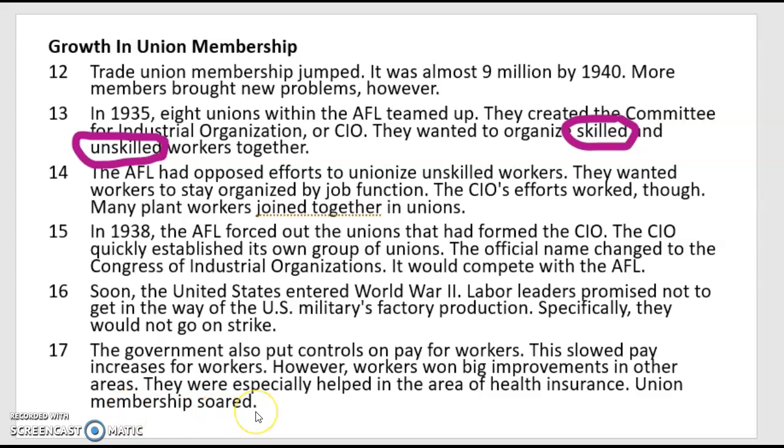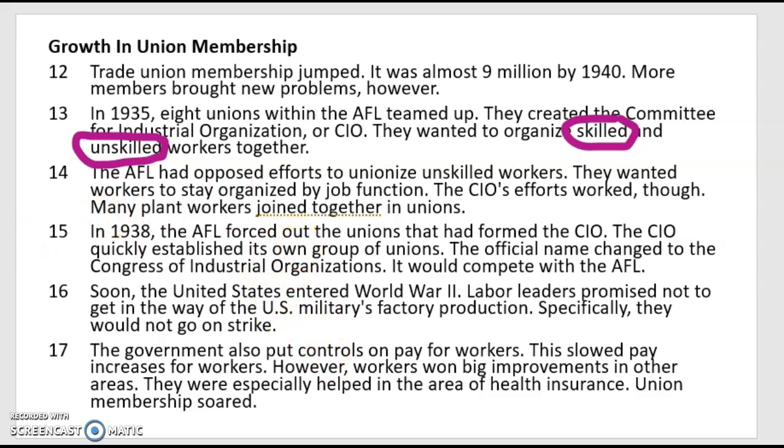Union membership soared. Okay, so even though America is at war, the government said, okay, unions, listen, I can't have you guys getting in the way of what we're trying to do here. So we're trying to have people keep their jobs, but we also need people to go to war. We can't help you with wages because we need money to fight this war. So why don't we help you in the area of health insurance or benefits? So that's why membership soared, because people knew that they would still be getting help from their union.